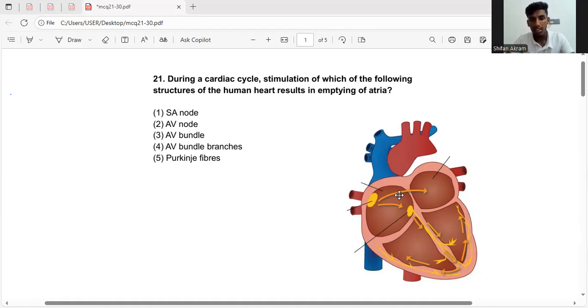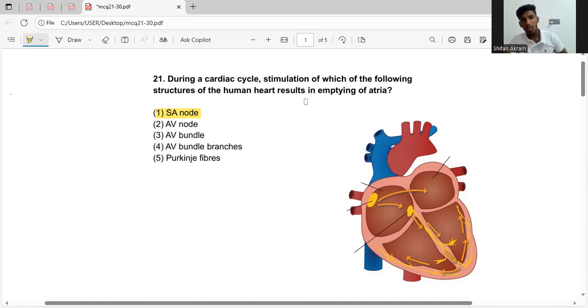So here we found the answer. It is the SA node, because the SA node is the one that initiates the impulses and causes the contraction of the atrium, which causes the blood to move from the atrium to the ventricles. So I'll highlight it.